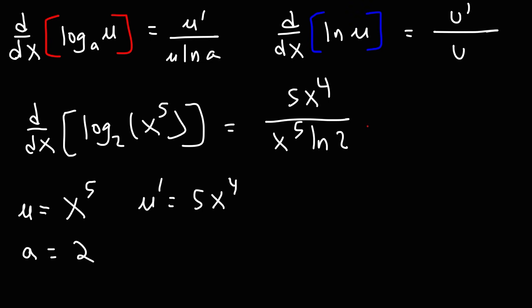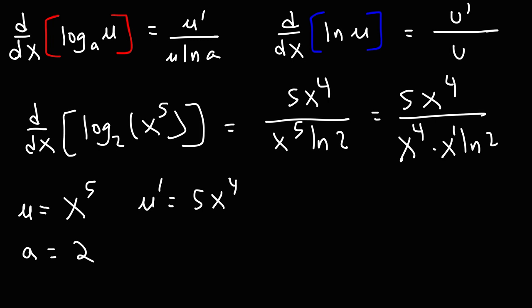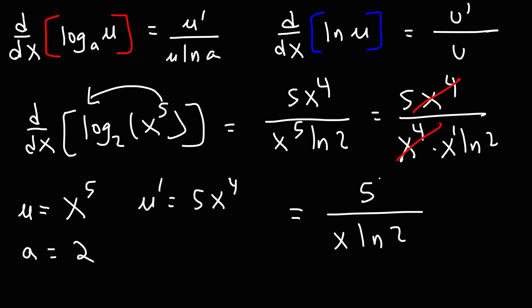Now, we can simplify our answer. X to the 5th power, I can rewrite that as x to the 4th power times x, because 1 plus 4 is 5. And so we can cancel x to the 4th power. Thus the final answer is going to be 5 over x ln 2. Now remember, you could move this 5 to the front, and thus we see that here. So that's the final simplified answer for that problem.